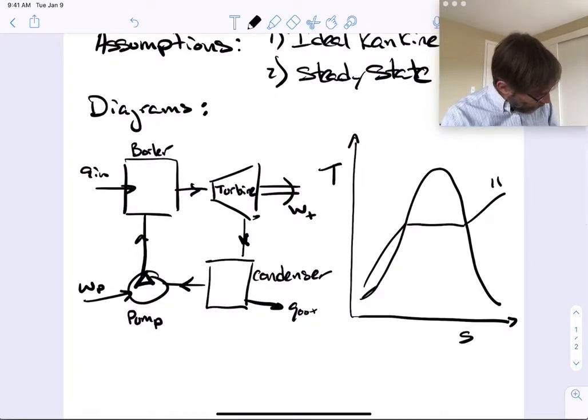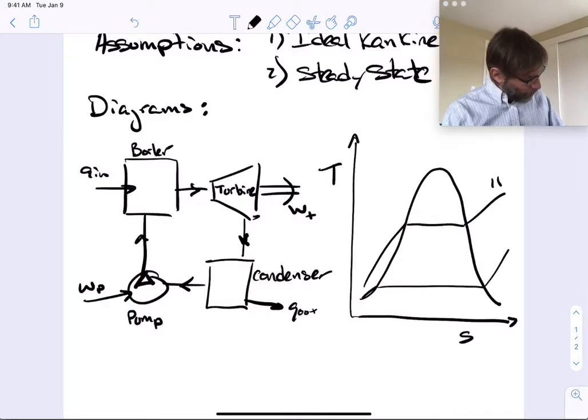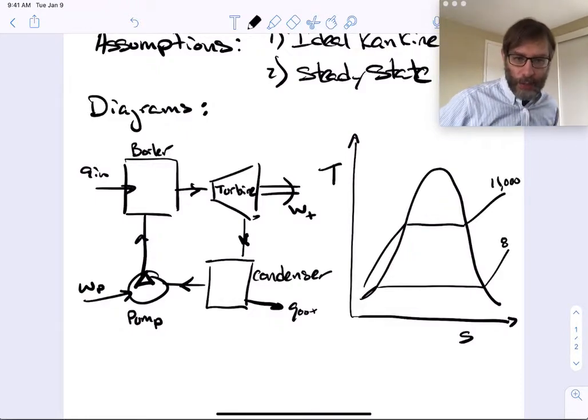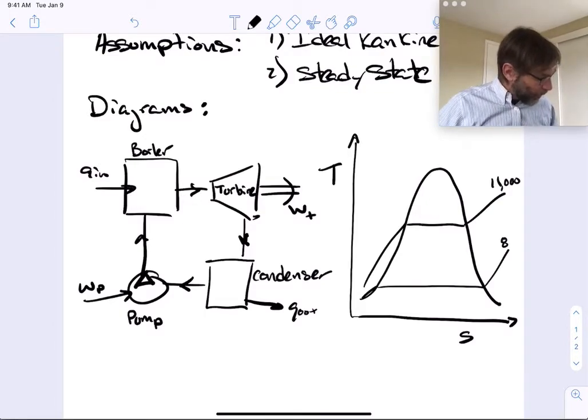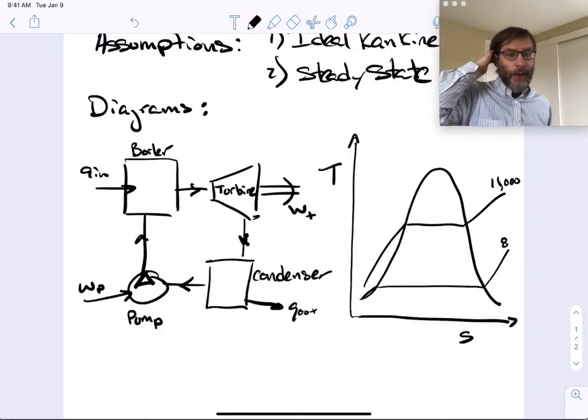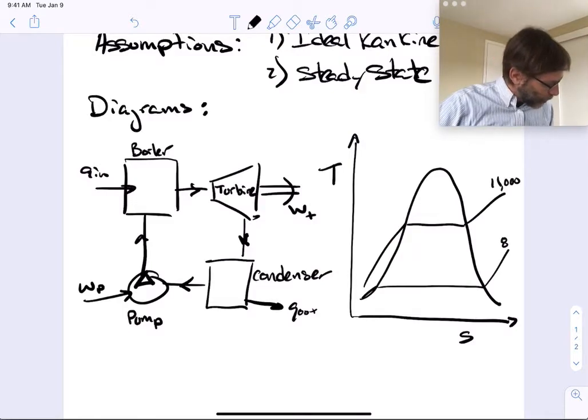So down here, 8 kilopascals. So this is 11,000 and this is 8. Right? Wow, huge difference in pressure. 8 kilopascals is way below atmosphere. Actually, in real life, they do pull a vacuum on the turbine, sucks down below the atmospheric pressure. So they actually have a vacuum in the condenser.